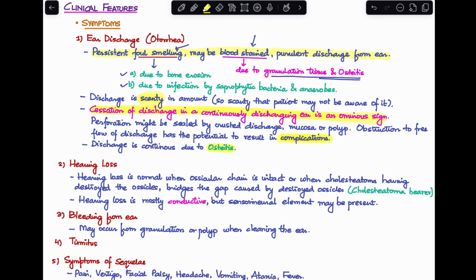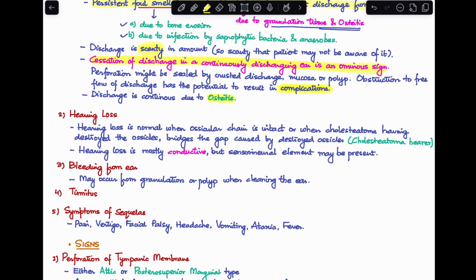Next, coming to hearing loss, it is almost the same as the tubotympanic type. Hearing loss is mostly conductive, but you can have a sensorineural element. And as I've said, in a cholesteatoma ear, if the cholesteatoma ends up bridging the gap caused by the ossicular chain disruption, it can actually lead to normal hearing.